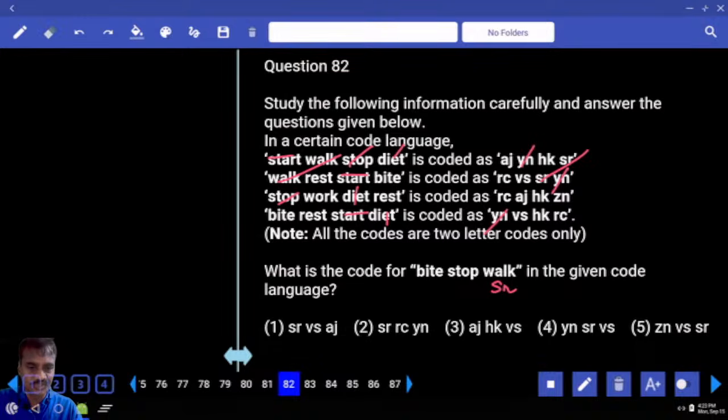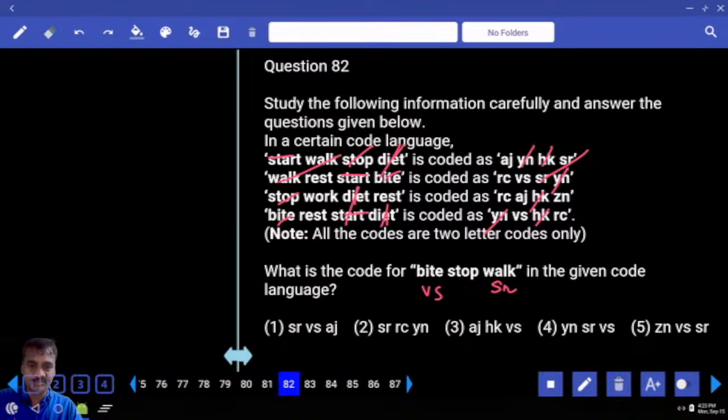Now what is the code for this one? The code for diet is HK. Now diet is HK, done. What else do we need? Bite and stop. Then what is the code for bite? Our diet is done, so now what should come for bite? Bite is common between the second and the fourth. And VS is the code for bite.